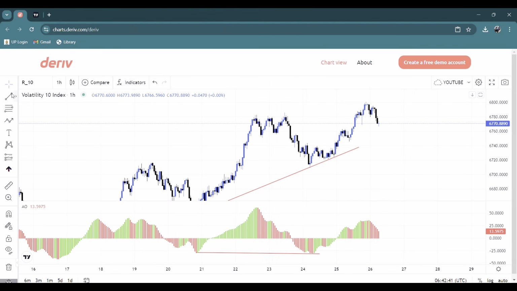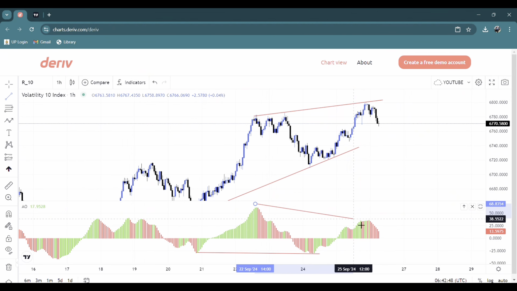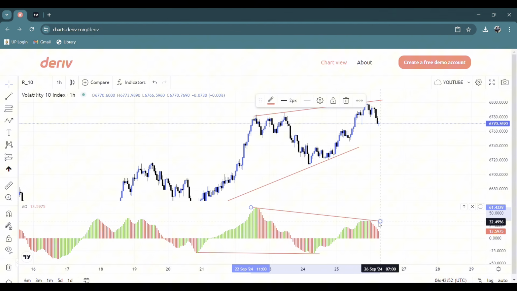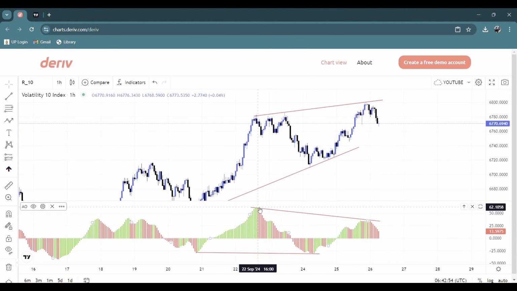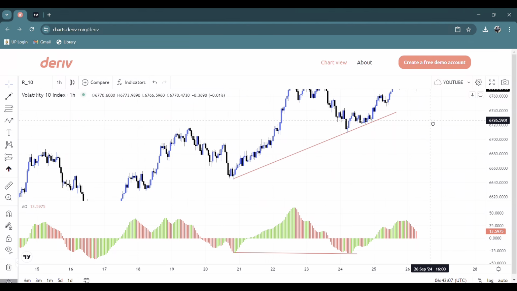you can also see here, before we even move to hidden divergence, you can see right there we have our regular divergence, whereby the price is making higher highs whilst the oscillator is making lower lows, signaling that this price will go down. As you can see, it's already started moving down, but we are not on that anymore. We are now on hidden divergence.